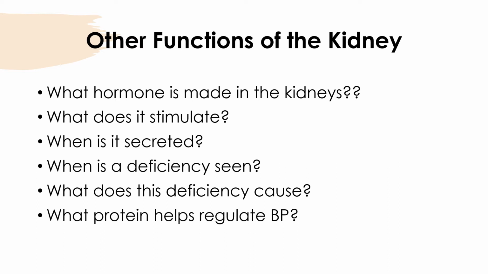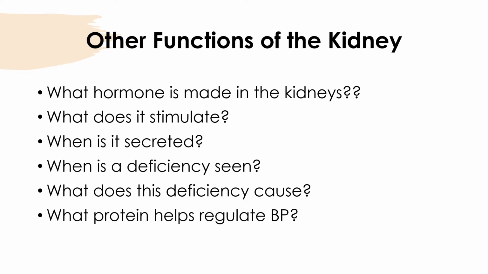When is a deficiency seen in erythropoietin? Kidney disease. And what does this deficiency cause? Anemia. Okay, so that's a big one. We do see that many end-stage renal disease and chronic kidney disease patients tend to have lower hemoglobin and H&H levels, and tend to be a little bit more anemic, and that is why. And what protein helps regulate blood pressure?